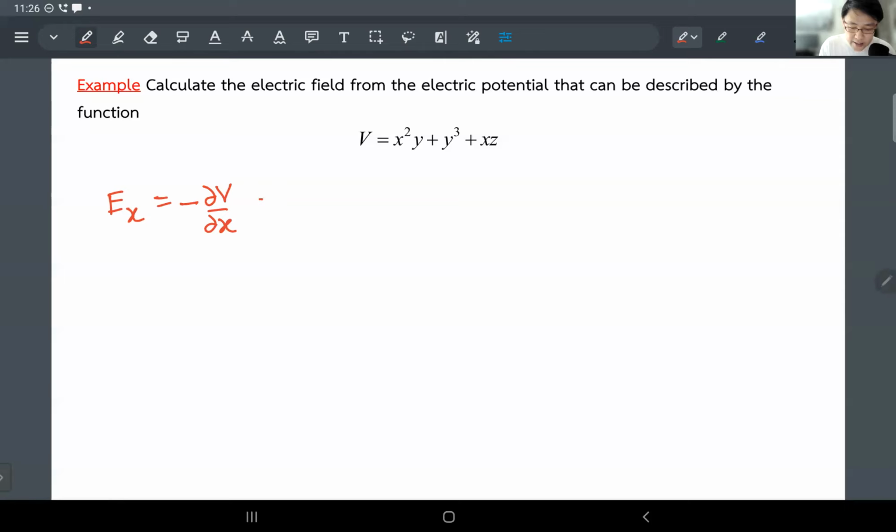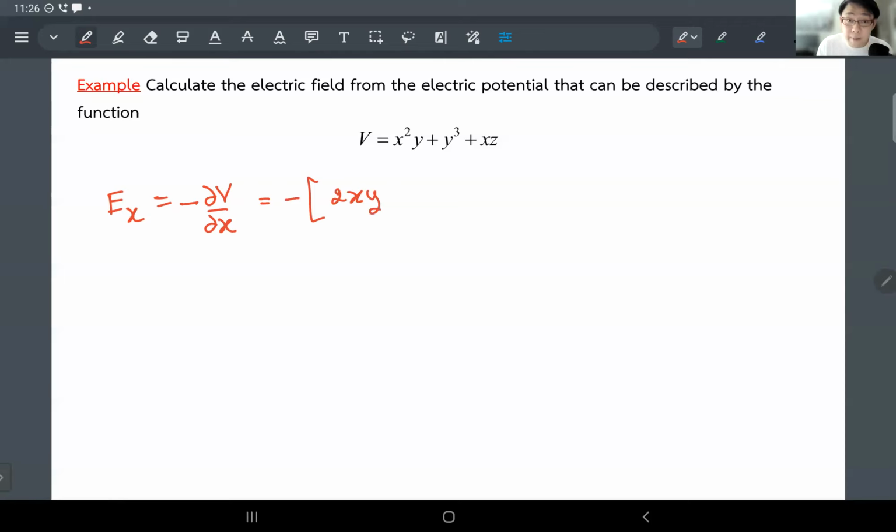Okay, let's give it a shot, guys. Negative sign in the front. dV by dx partially, it means you treat y and z to be just numbers. That's not a function anymore. It's only a function of x from the perspective of the partial derivative here. So the first term will give you 2xy. You guys with me?